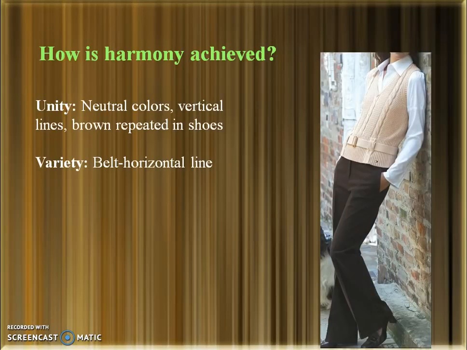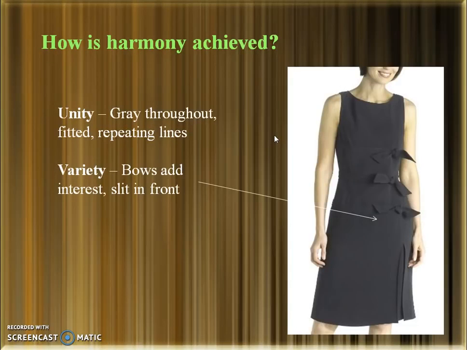Similarly, in the next example, the neutral colors of the entire dress, the vertical lines, the brown repeats give unity to this design and the variety is achieved through the horizontal belt. Again, in this example, how do you think harmony is achieved? Here, the unity aspect of harmony is achieved through the grey lines throughout, fitted and repeating lines. Variety is achieved by adding bows and an interesting slit in the front of the dress.